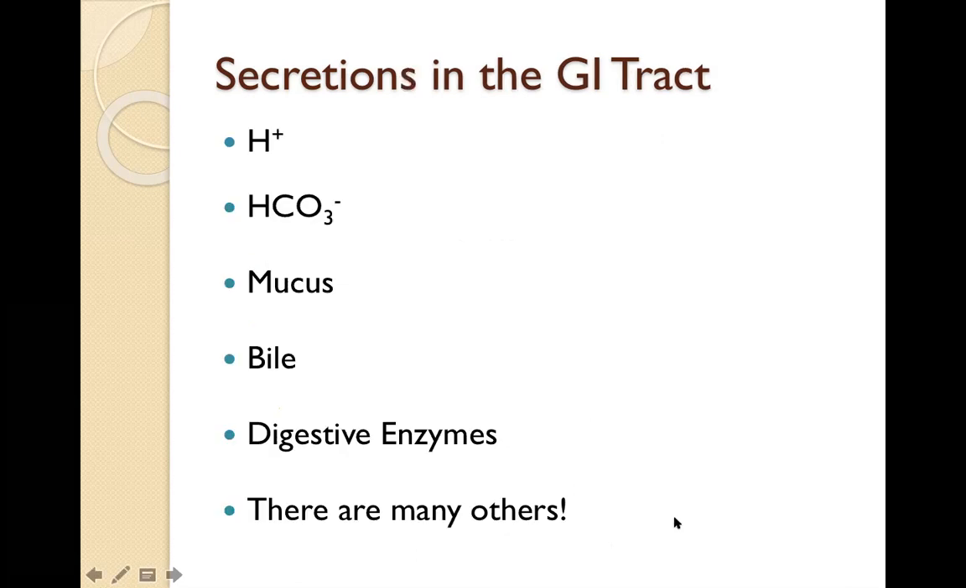And there's lots of secretions. There are protons that are secreted, or acid. There's bicarbonate ions that are secreted. There's mucus, there's bile, there's digestive enzymes. There are a lot of things that are secreted. We're going to talk about a few of them.